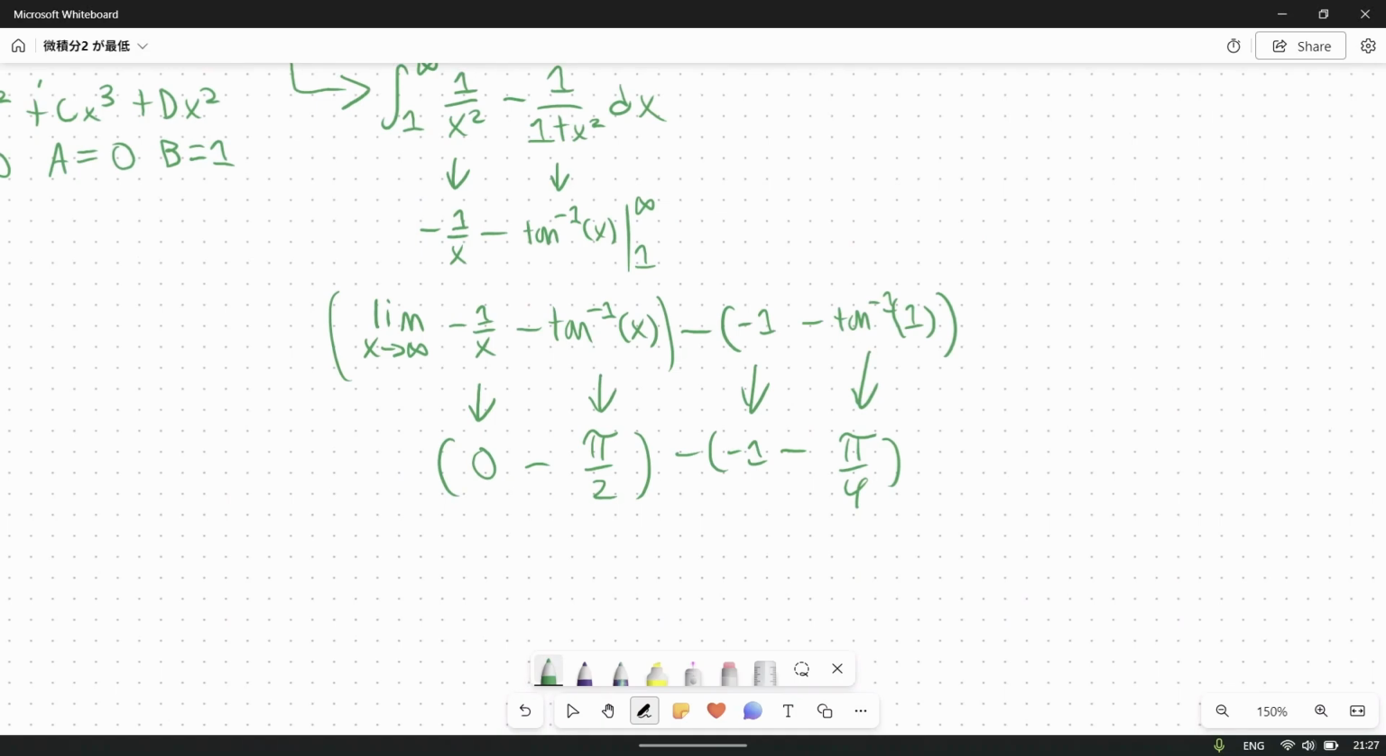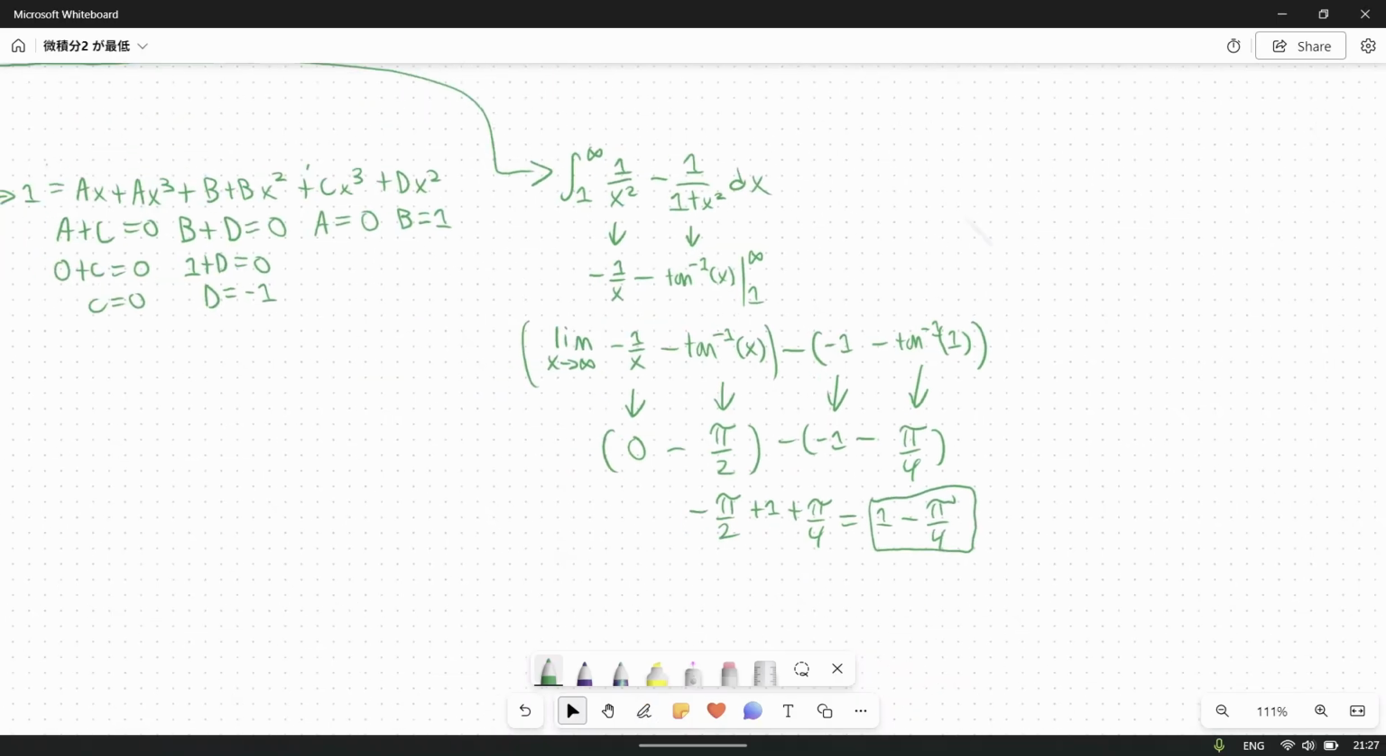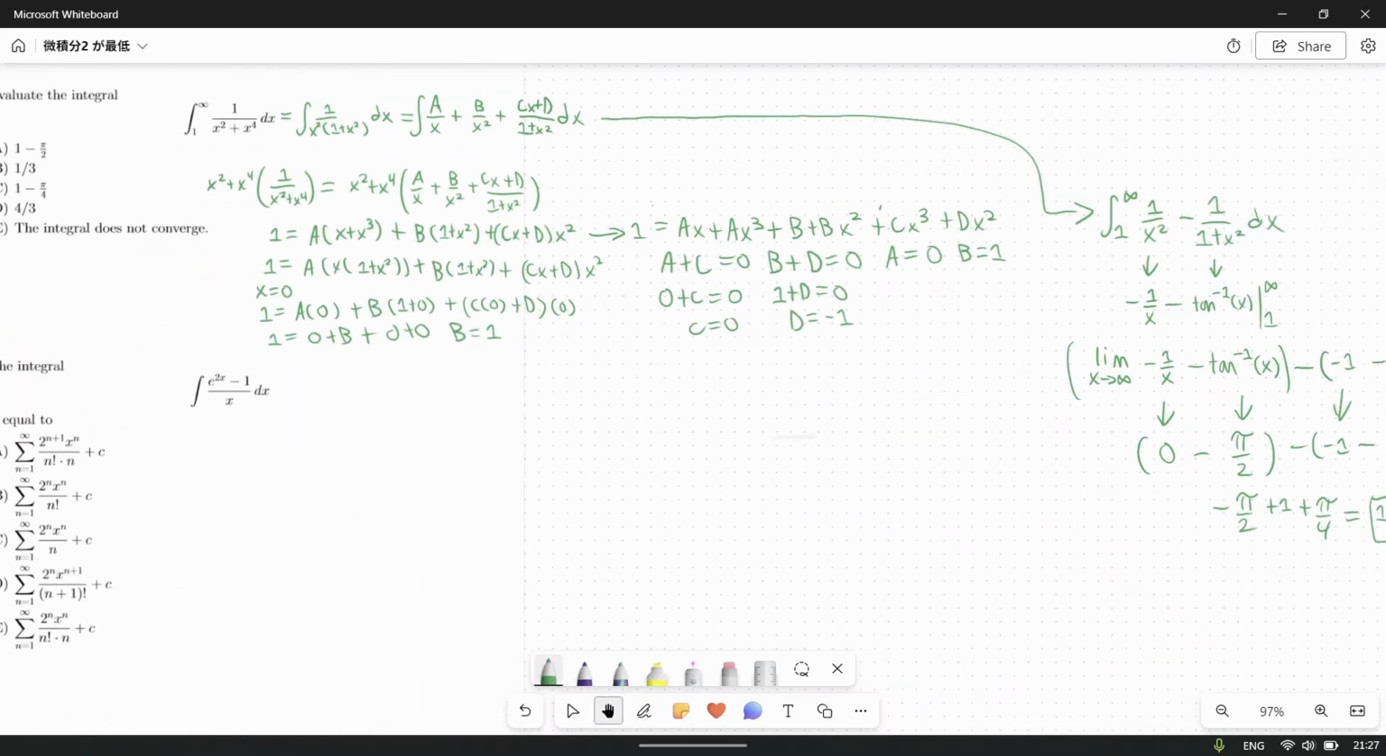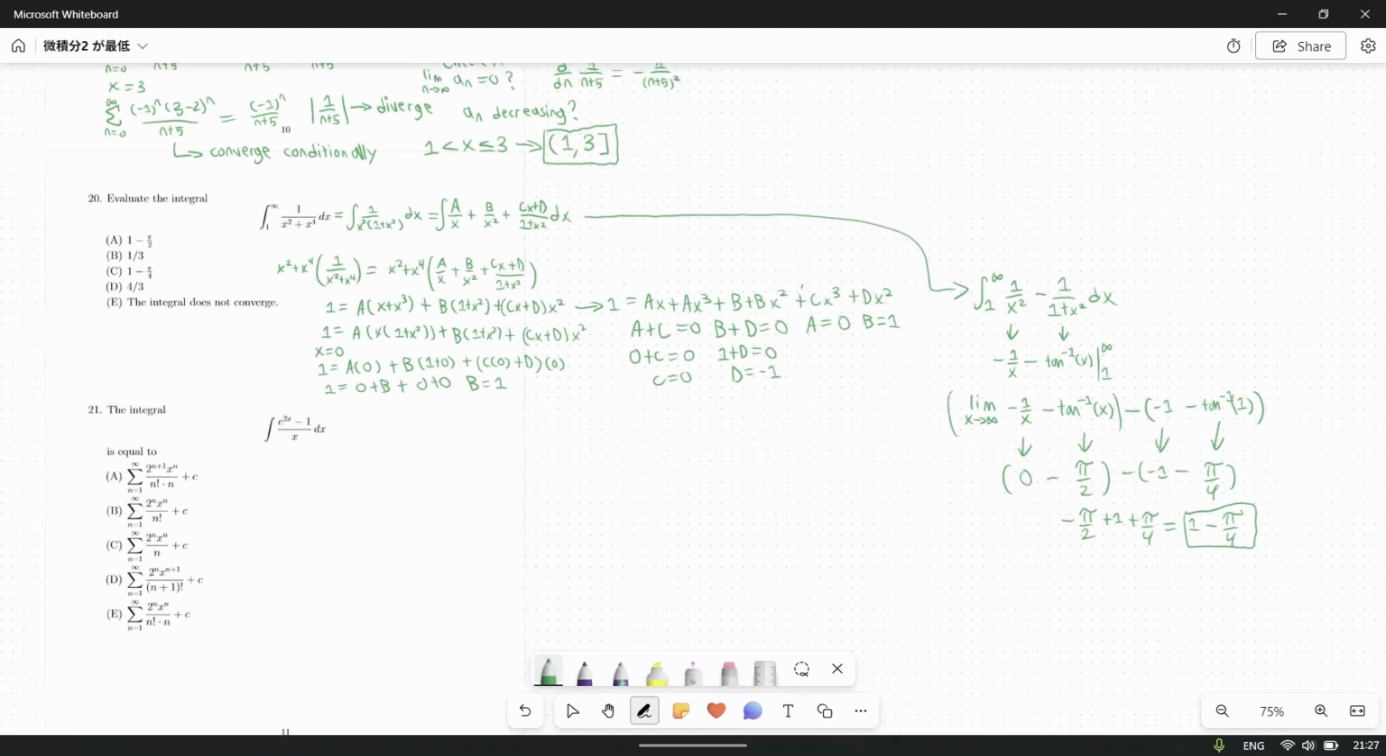And then you can simplify this and you'd end up with negative pi over 2 plus 1 minus pi over 4, which would ultimately simplify to 1 minus 3 pi over 4. And so this would ultimately be the final answer to this question. Yeah, so the answer to this question would be C, I believe.